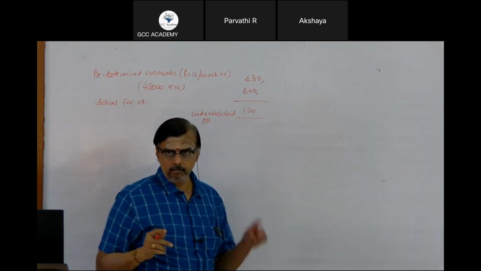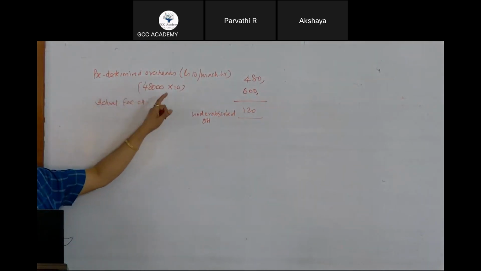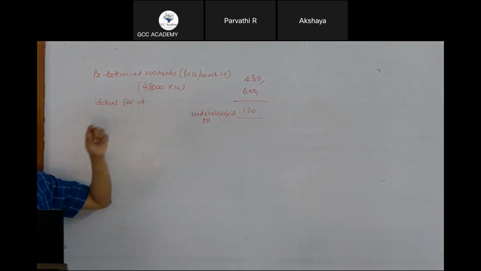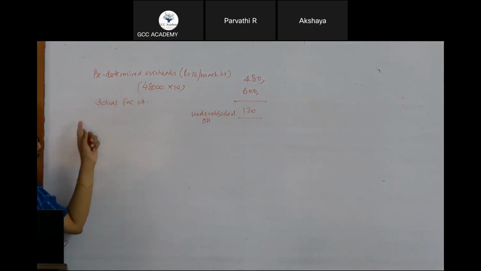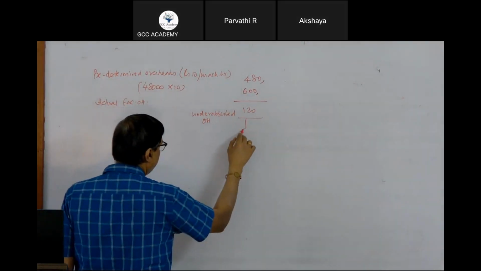Read the question, it says very clearly. The predetermined overhead is based on 10 per machine hour. So for 48,000 machine hours, 4 lakh 80,000. And actual factory overhead is 6 lakhs. So under-absorbed overhead is 1 lakh 20,000. Now we need to analyze this 1 lakh 20,000.